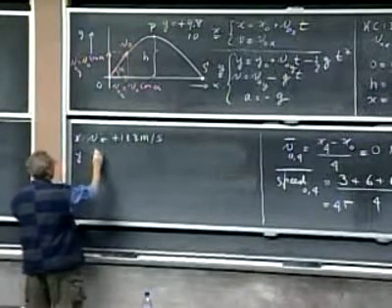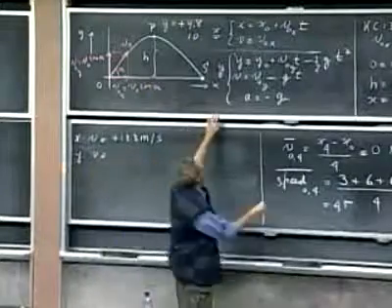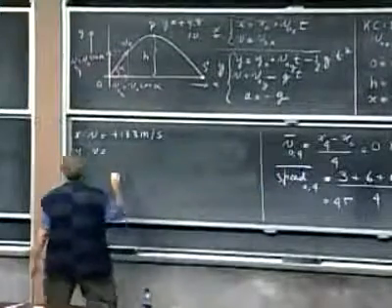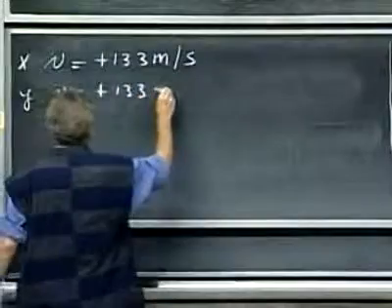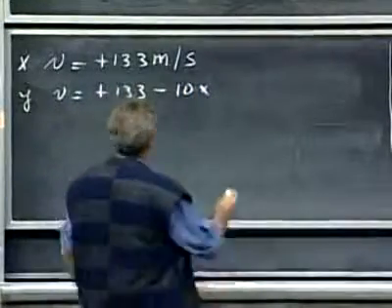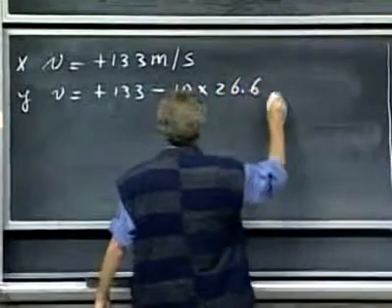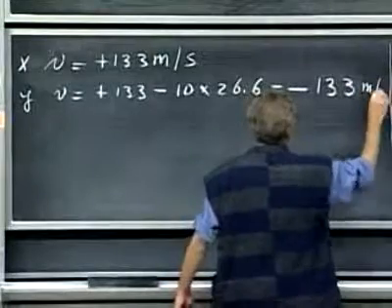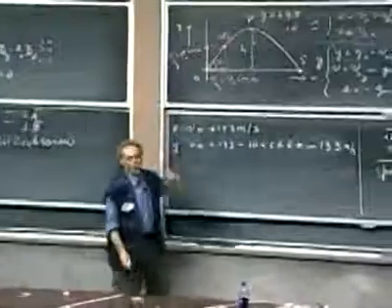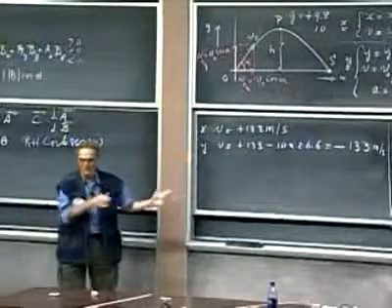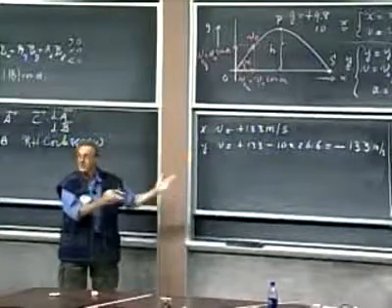What is the velocity in the y direction? I have to go to this equation now. V0y minus gt. So I get plus 133 minus 10 times the 26.6 seconds to reach that point S. And what do I find? Minus 133 meters per second. The velocity in the y direction started off plus 133, but now it is minus 133. You see, this is sign sensitive. This is wonderful. That's the great thing about treating it that way.